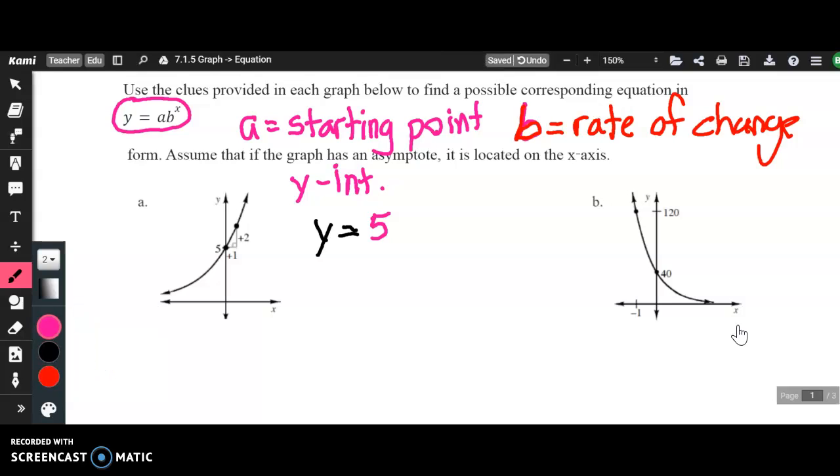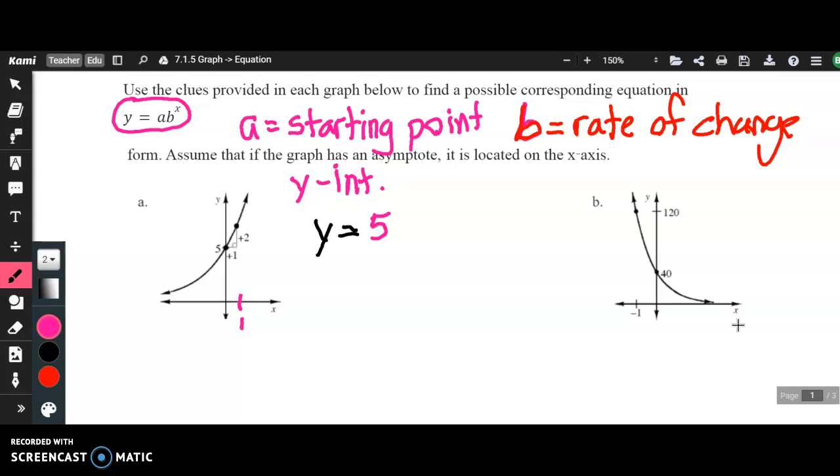The next thing I want to worry about is what my rate of change is. Now it looks like in this problem, if we were to go to point 1 or our next point, it looks like it goes over from 5, 1 and up 2. So it makes a right triangle there. Now, be careful because if we were doing a linear graph, this would be over 1 and up 2. We'd be going up 2 each time. But in this case, it's not a linear graph, it's an exponential graph.